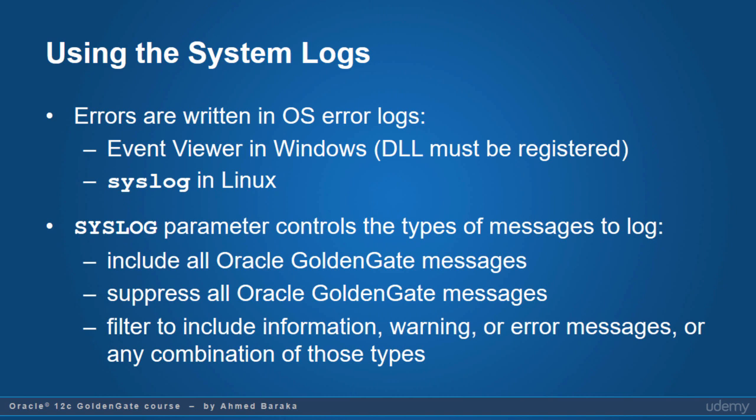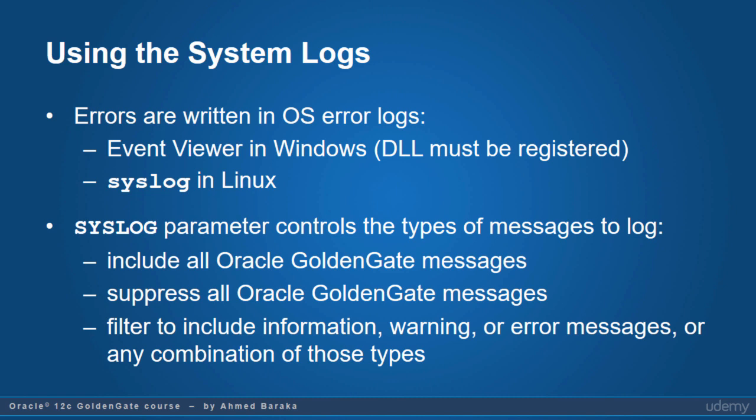Oracle GoldenGate writes its errors at the operating system level to the event viewer on Windows or to the syslog on Linux. Oracle GoldenGate messaging to the system log in Linux is enabled by default. On Windows, Oracle GoldenGate messaging to the event viewer must be installed. To do that, you run the install program with the Add Events option. This program is stored in the Oracle GoldenGate root directory.